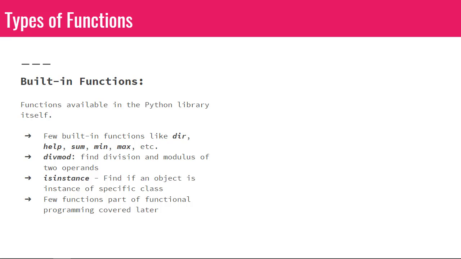We also saw the use of sum, min, and max functions to find the sum, minimum, and maximum from a sequence of numbers. We can also make use of the divmod function, which can provide division and modulus of two operands. It provides a tuple with two elements. The first one will be the division output and the second one will be the modulus output.